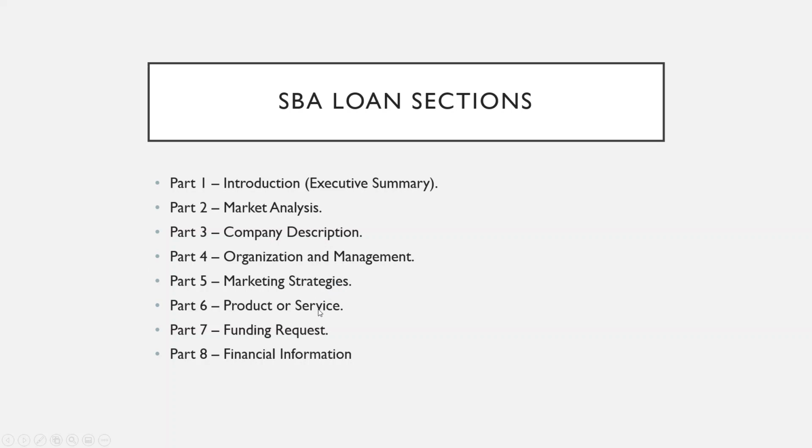Products and services. They want to know what you're selling. Is it a product? Is it a service? And why did you choose that? In my personal opinion, I take this product and service section right here and put it in the company description. Funding request. They want to know how much money you're looking for and how you're going to pay it back. And then again, the financial information, part A.